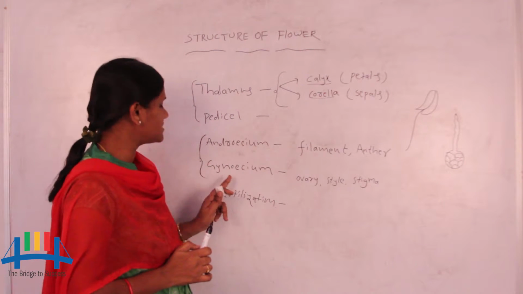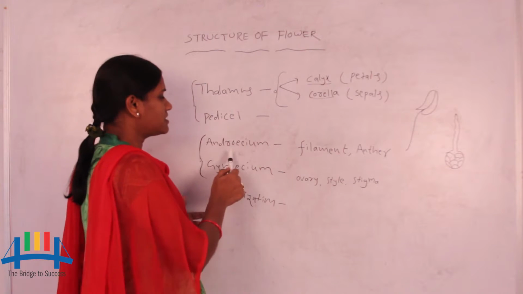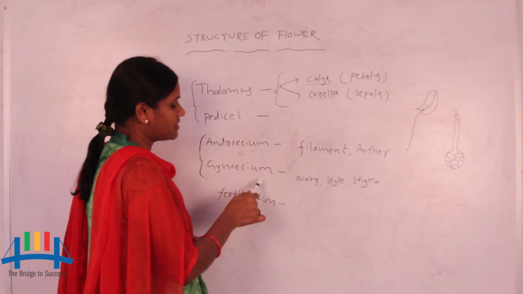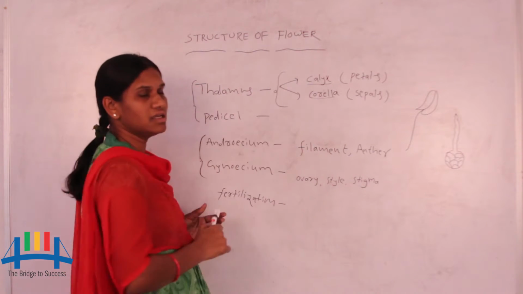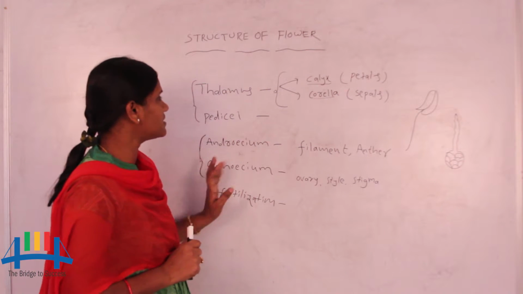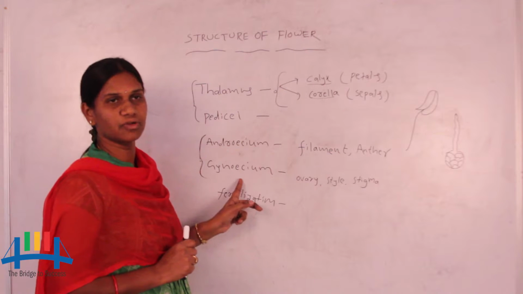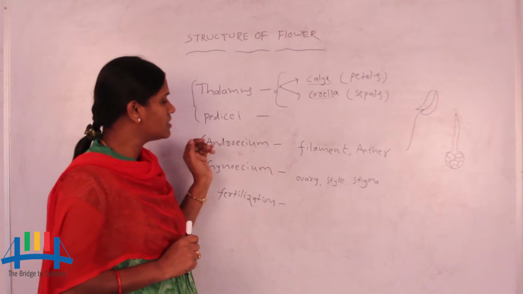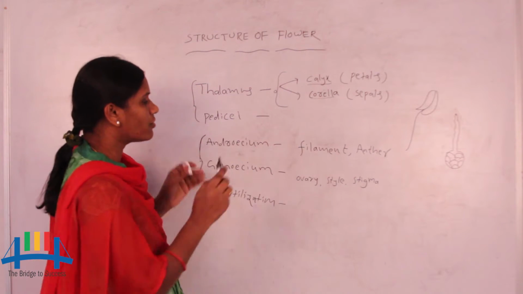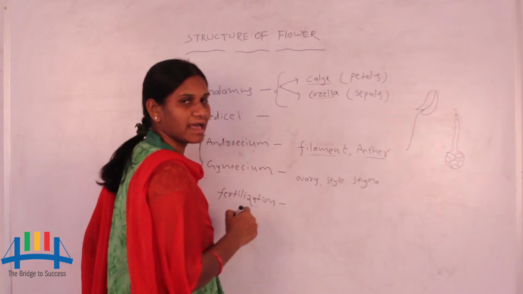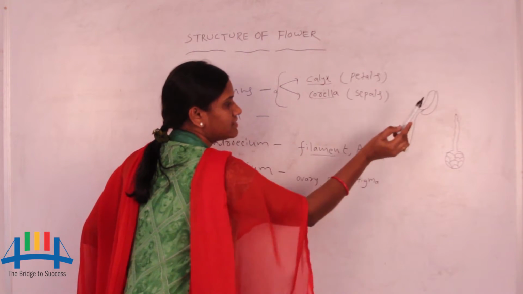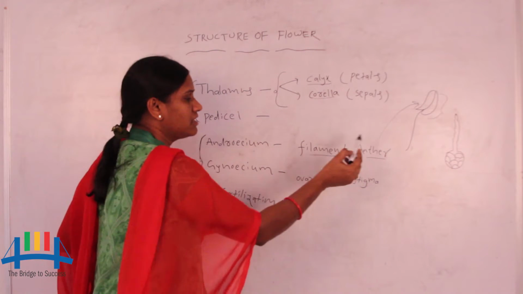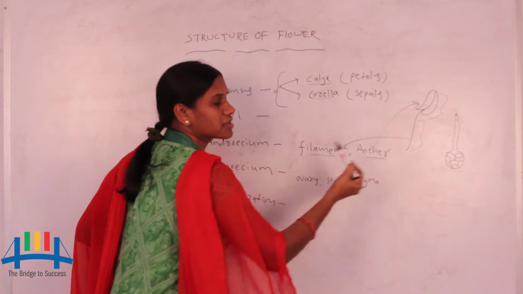One is the androecium and the second is the gynoecium. The androecium is also known as the male part of the flower, and the gynoecium is also known as the female part of the flower. A flower that has all four parts, calyx, corolla, androecium and gynoecium, is called a bisexual flower, since both parts are present. In the androecium, commonly there is a filament and an anther.